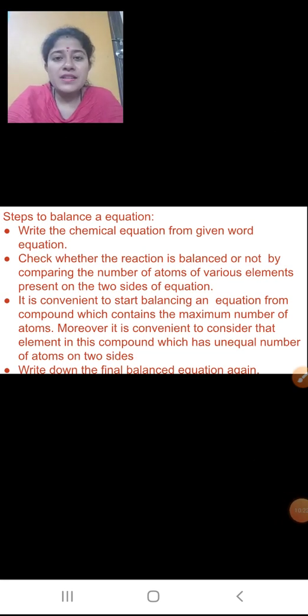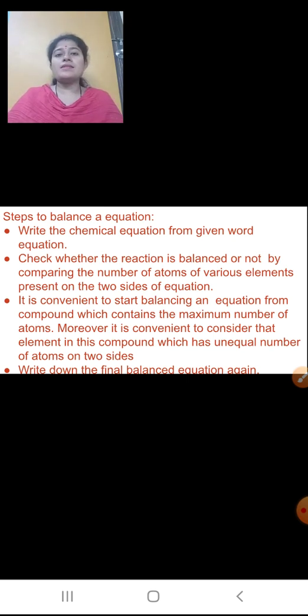Students, as we have seen in the video how the reaction has to be balanced, the equation has to be balanced. We have also seen the example of ammonia, how hydrogen and nitrogen react to form ammonia, and how it should be balanced. So let us see what are the various steps to balance an equation. Okay, the first step is write the chemical equation from given word equation.